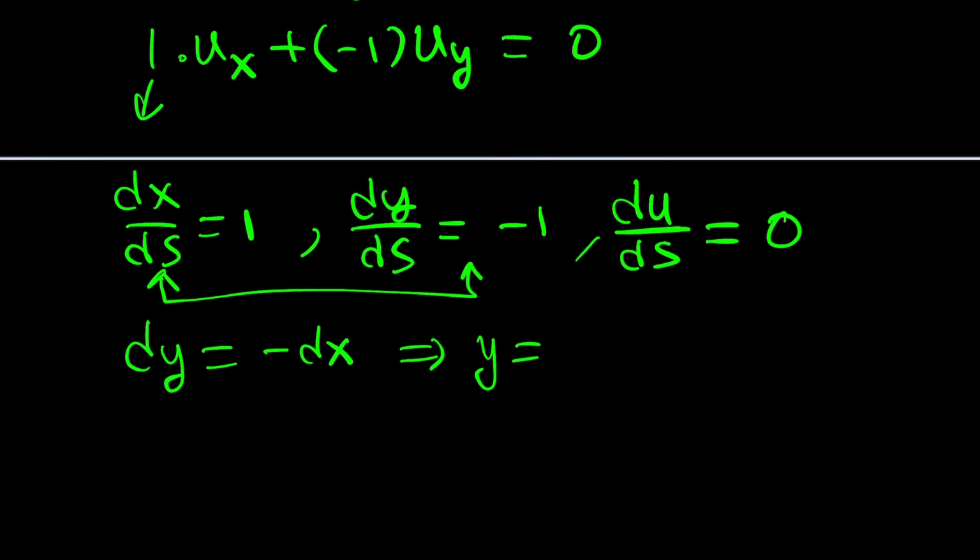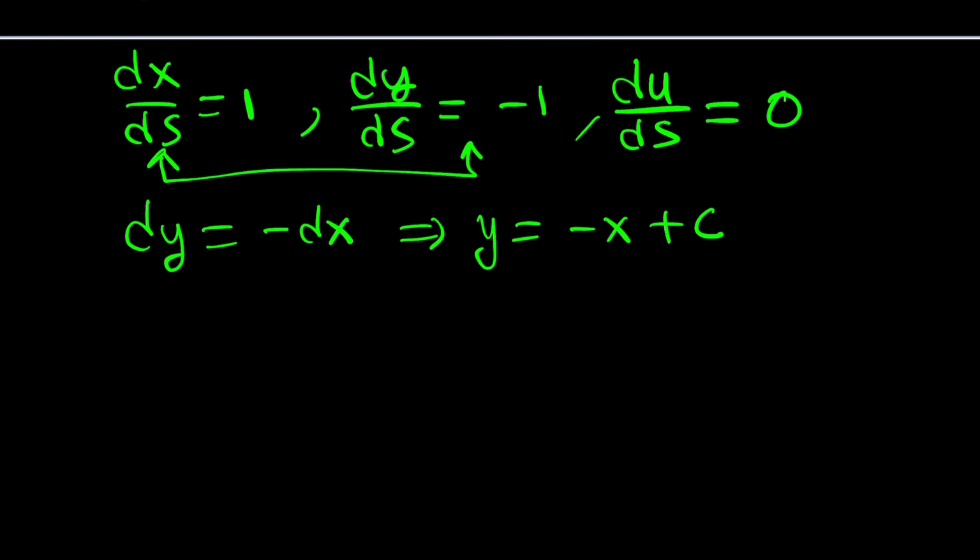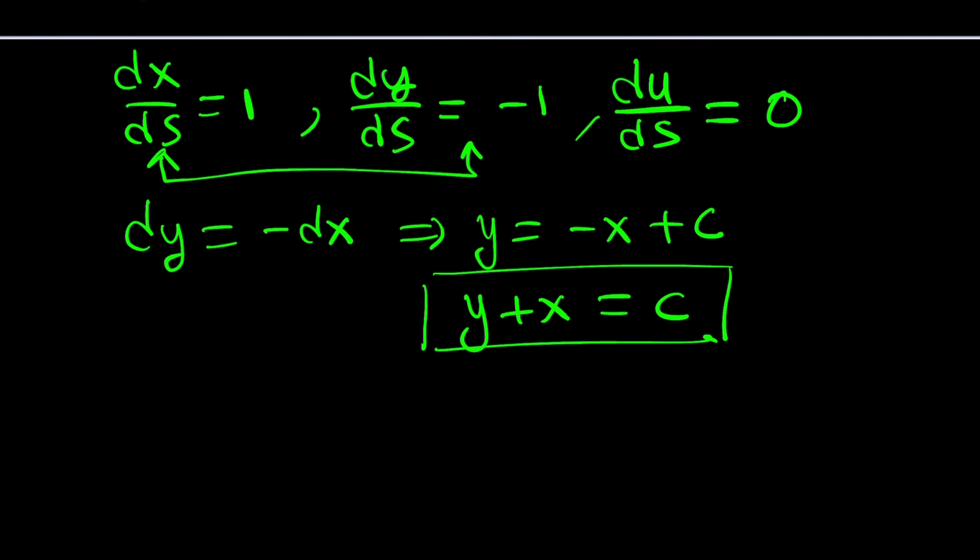y is equal to negative x plus a constant, let's just call that c. In other words, characteristic curves, which are these, are straight lines with slope negative 1. And along each line, y plus x will be a constant. But of course, for different values of c, we have different lines.